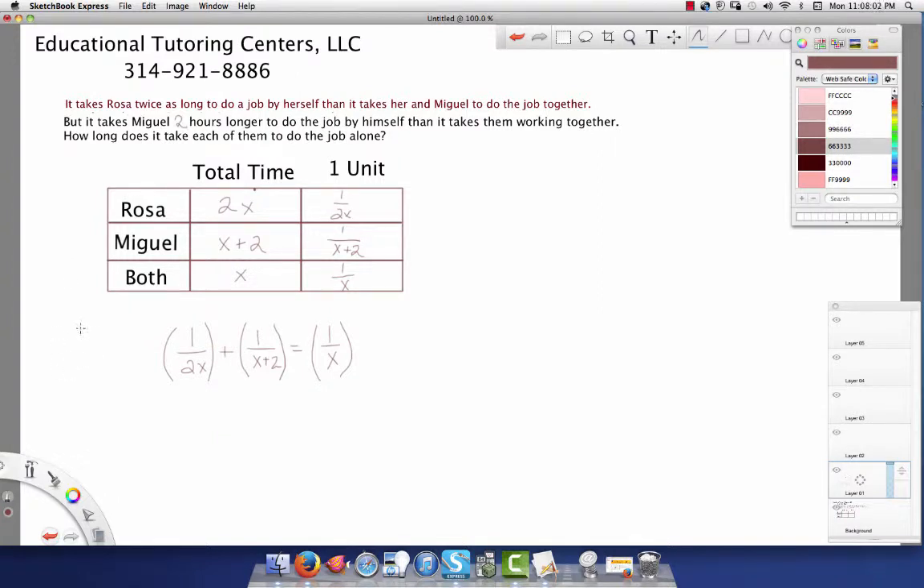So the common denominator is going to be 2x times x times the x plus 2. And we have to do that exact same thing to each of the fractions. And I'm kind of writing this out longhand so that you can see my steps.